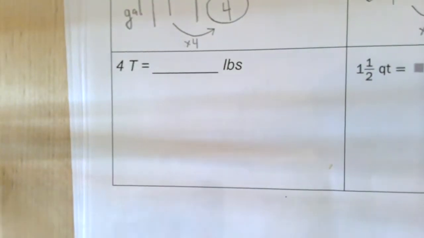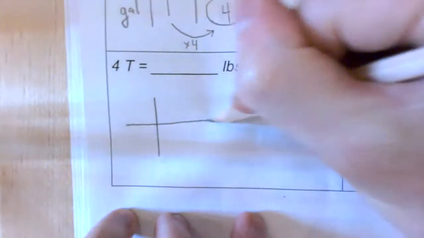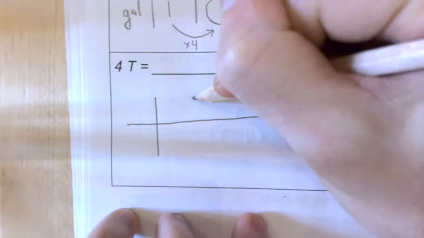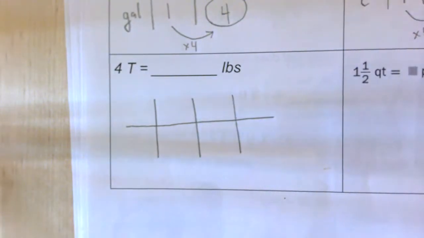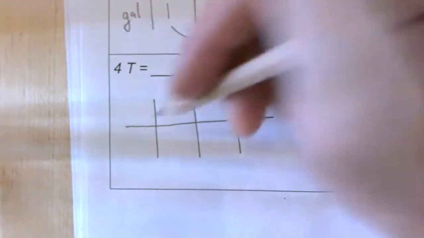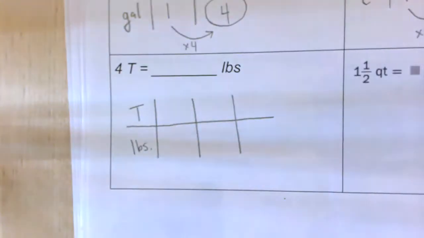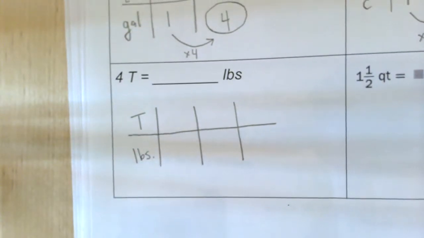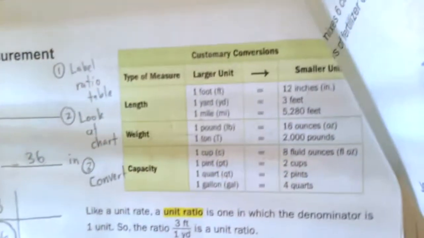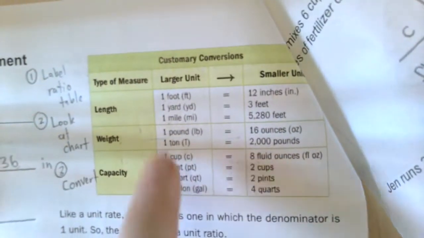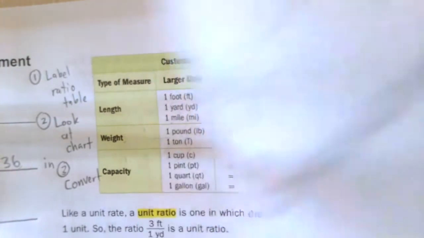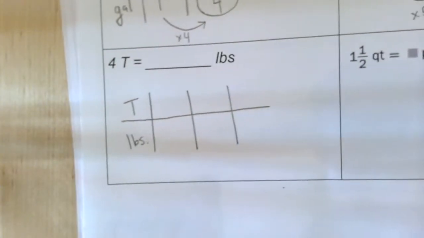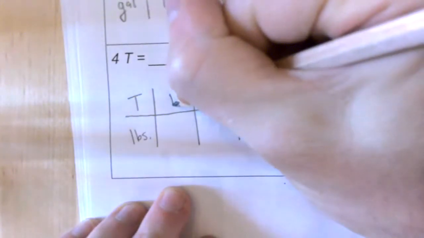Nice. All right, let's try this one here. 4 tons equals a certain number of pounds. Let's set up our ratio table, conversion table. Tons is big T, and we've got pounds. Since we haven't worked with this one yet, I suppose we'll look at the chart. And we have 1 ton is 2,000 pounds. Wow, okay.